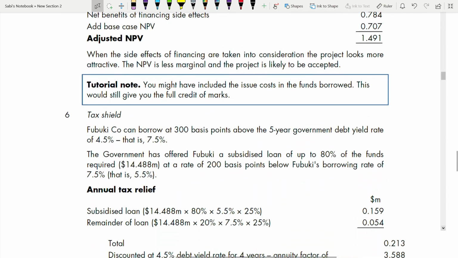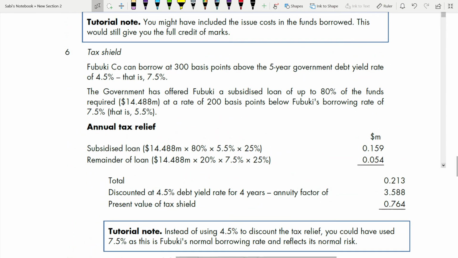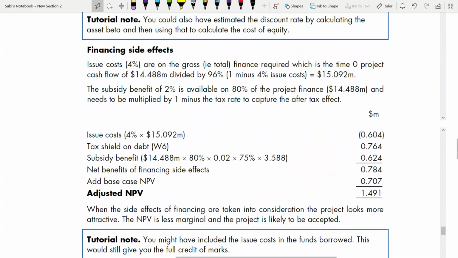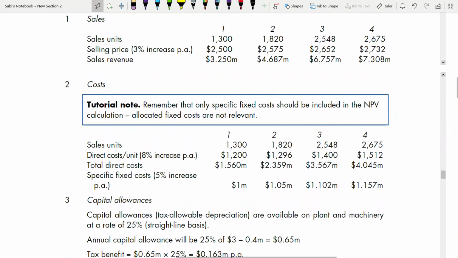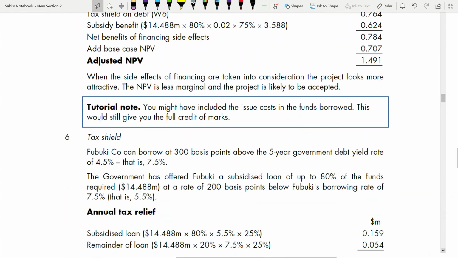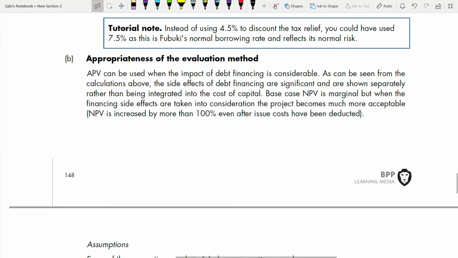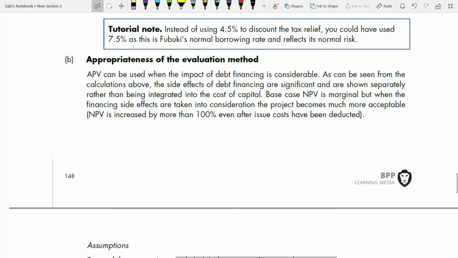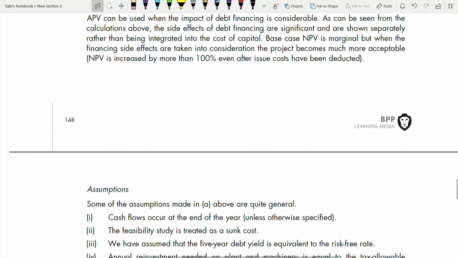Just see how many workings we have to get to APV. Six workings are there: tax shield, cost of equity, the discount factor, capital allowance, cost, sales, and working capital requirement. All of these are your workings. Now, coming to part B, the appropriateness of the evaluation method, and all these are assumptions. Just see how big it is.